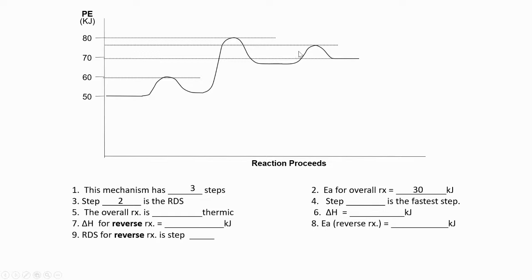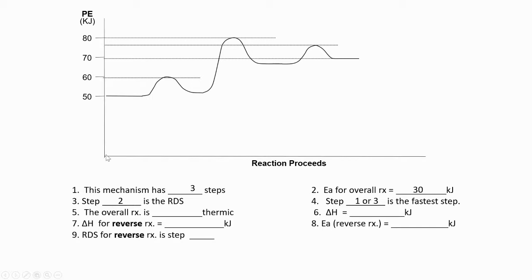Fastest step. It's hard to tell the difference between them. So step 1 or 3 is going to be the fastest step, right? It's not the best graph, but anyways, 1 or 3. We should make it more apparent on a test or quiz. Our delta H, or sorry, we're on number 5.